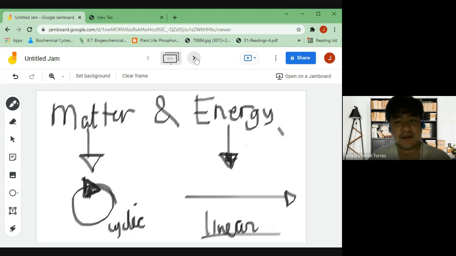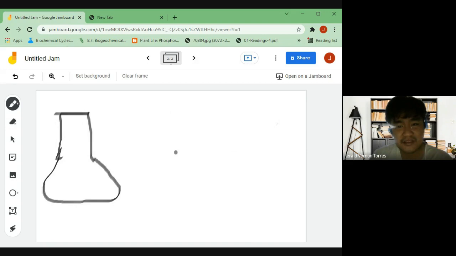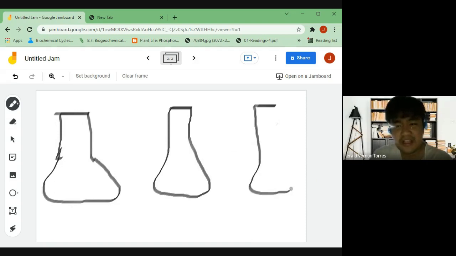And plus, in order to fully understand the flow of energy and matter, specifically in the Earth system, we must understand that meron tayong tatlong klase ng system. So let us imagine class, let us say, meron tayong tatlong flask dito. We have 3 flasks dito. Unahin natin yung unang flask. Sa unang flask, nakabukas siya.